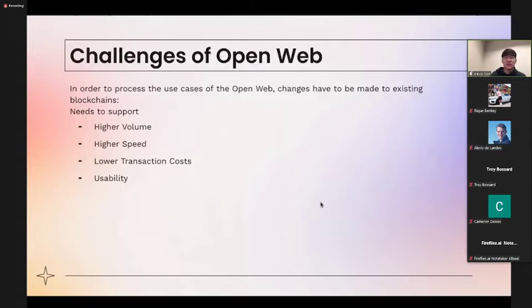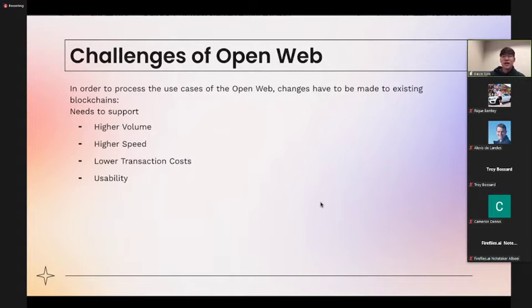And so existing blockchains sort of need to be able to support higher volume, higher speed, lower transaction costs, and this other argument, which is more usability, which means that it needs to be able to enable interactions between the blockchain more efficiently and better. And so these are sort of the challenges that are ongoing today.